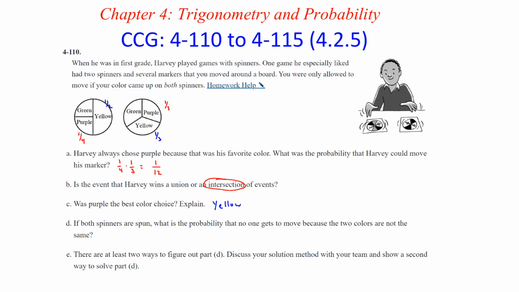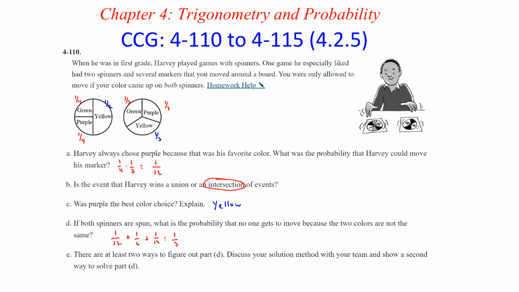Part D, if both spinners are spun, what is the probability that no one gets to move because the two colors are not the same? On this one, we could look at it as what is the probability that you would get to move and then take 1 minus that. For example, we already know purple is 1/12. Yellow is 1/2 times 1/3, so that's 1/6 they would win. And the only one we didn't do was green, that's 1/4 times 1/3, so that would be 1/12 as well, similar to purple. So plus 1/12. And if we add all of those up, we get the fraction 1/3.